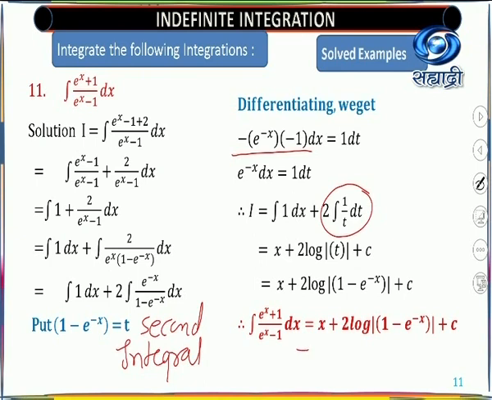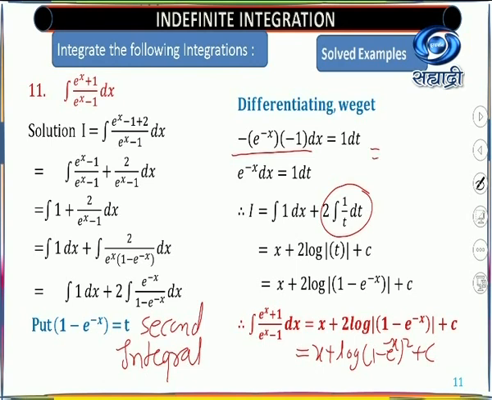What are the many answers? Here, one answer is using the log property, that is log of 1 minus e raised to minus x whole square plus constant of integration. It is not necessary to write the mod sign. Why? Because it is a square, you will get a positive number only. And one more type of answer is to convert this negative power into positive power.